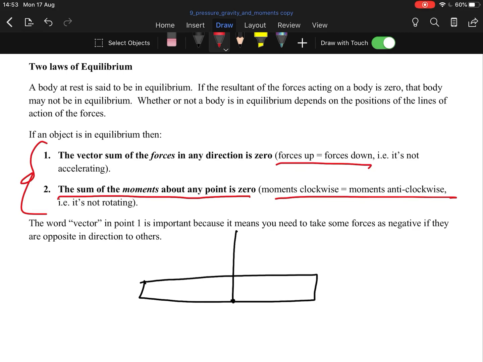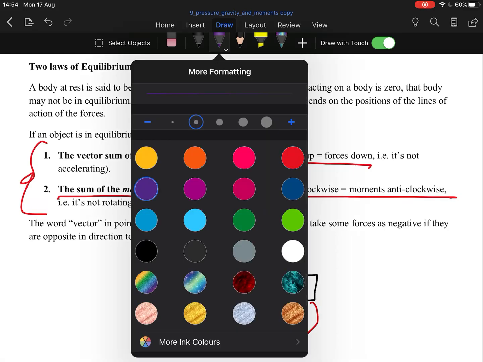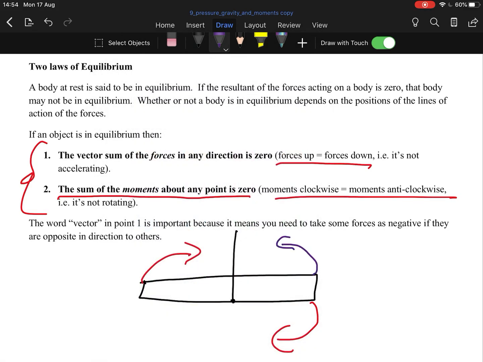Okay, that's the center point. Clockwise is everything going to turn it clockwise, which means this way and this way. And anti-clockwise, we're going to give it a different color, is going to pull it this way and this way. You see? So if the clockwise, the red, equals the purple, you have it in equilibrium as well.